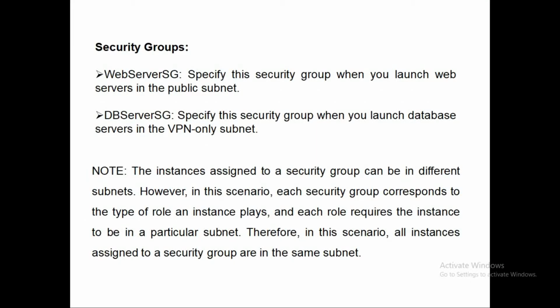So in the last session we discussed how to configure network access control list and security group. Now let us discuss more about it. Security groups are of two types: web server security group and database server security group. The web server security group is specified whenever we launch a web server in the public subnet, and the database server security group is used when we launch a database server in the VPC only.